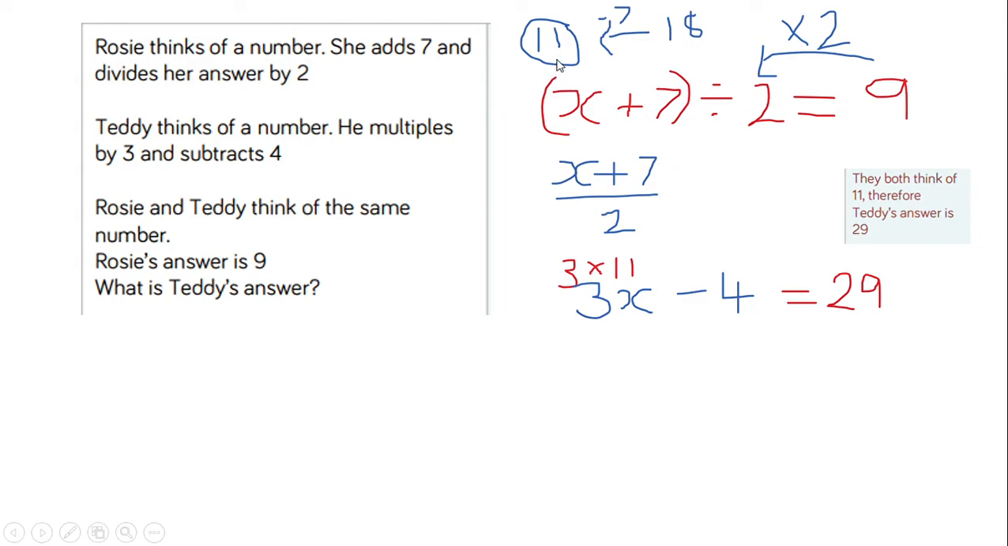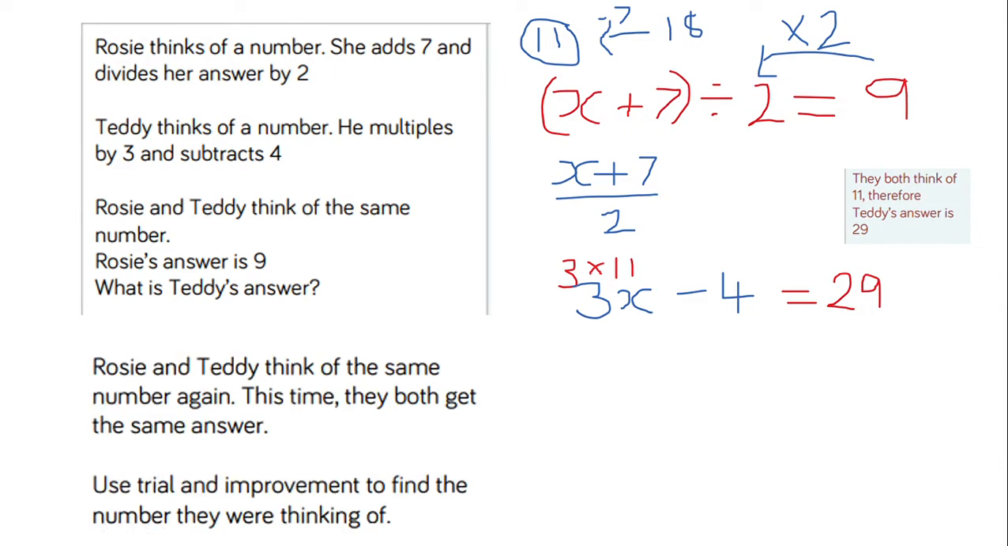Now we know that X is 11, we can input that into Teddy's algebraic formula, which was 3X minus 4. It was 3 times X minus 4, and we can work out what his answer is. We know that X stands for 11, so 3 times 11 is 33. We subtract 4, which gives us an answer of 29.